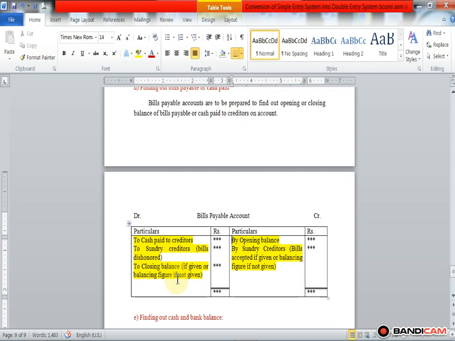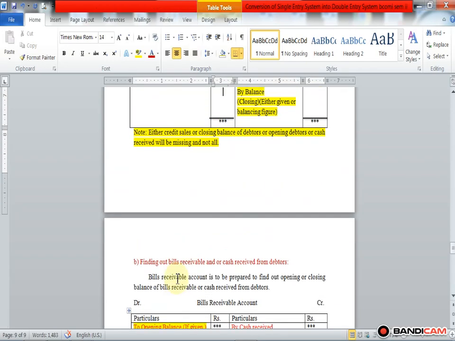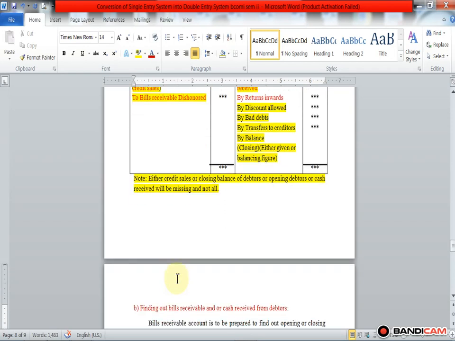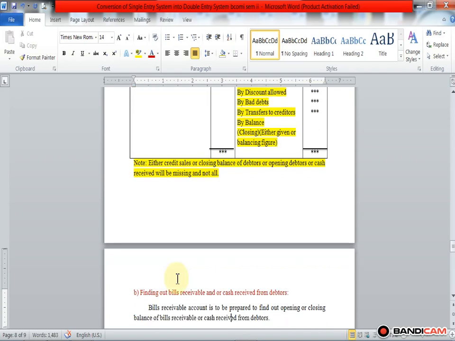So we prepare these four accounts in our working note. First of all, we prepare this working note to find out the missing balances, then we prepare the final accounts of the organization, that is, the trading account, profit and loss account, and closing balance sheet.